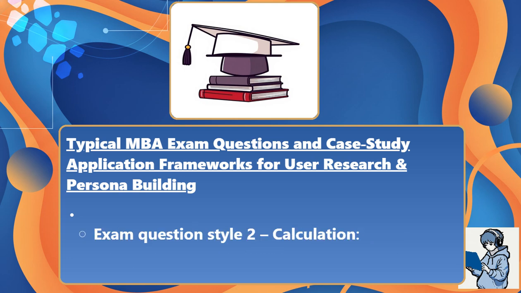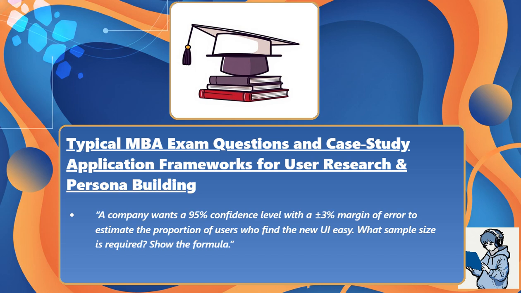Exam question style 2, calculation: "A company wants a 95% confidence level with a ±3% margin of error to estimate the proportion of users who find the new UI easy. What sample size is required? Show the formula." Answer: use n = z²p(1 − p) / e², with z = 1.96, p = 0.5, e = 0.03, giving n approximately 1067.